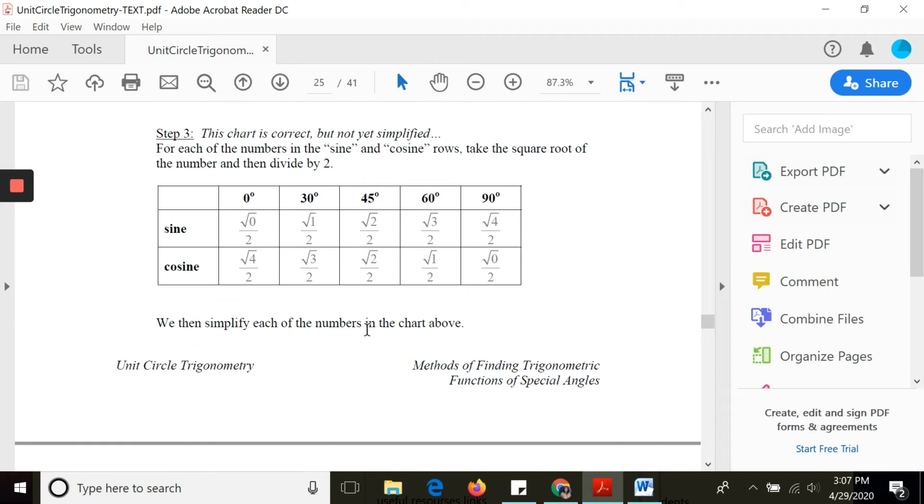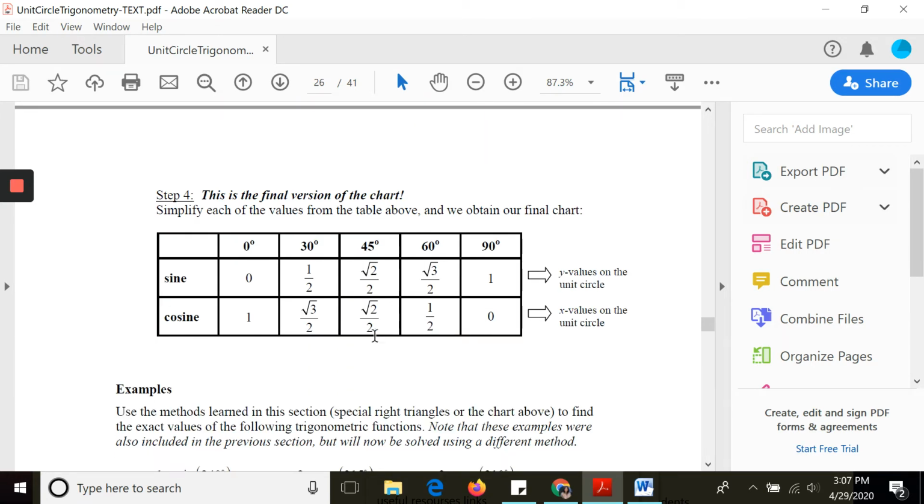And that way we will have the table ready for 0, 30, 45, 60, and 90. Now, these are the values which you got on the unit circle also. I would like you to make this table in your notebook, but add an extra row for tan theta. So tan theta is sine over cos, so this will be 0.